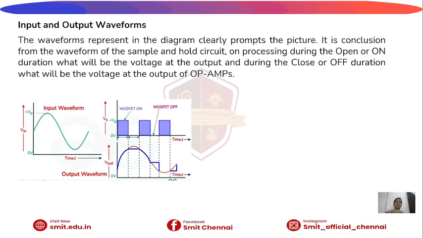So these are the input and output waveforms. This is the input waveform, this is the output waveform. If the MOSFET is on, the signal will be high, right? If the MOSFET is off, the signal will be low. So we can take the output as both analog and digital, right? We can take both outputs.